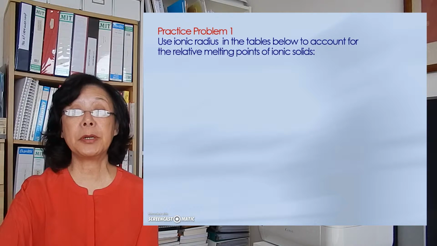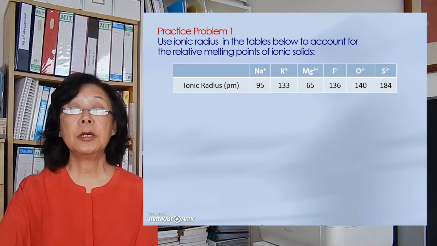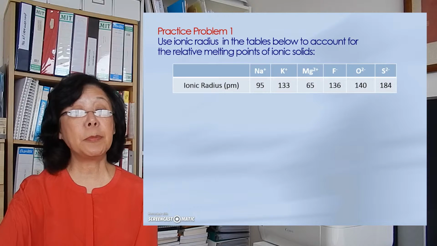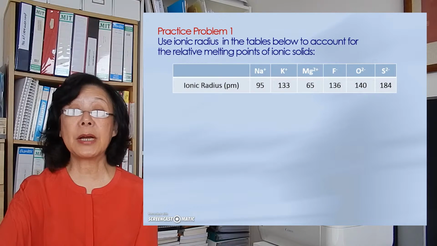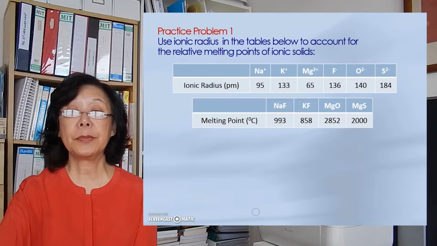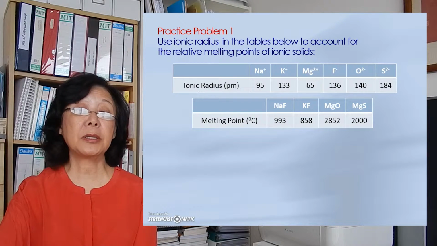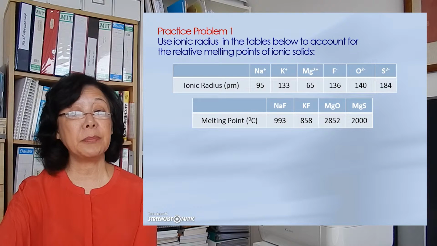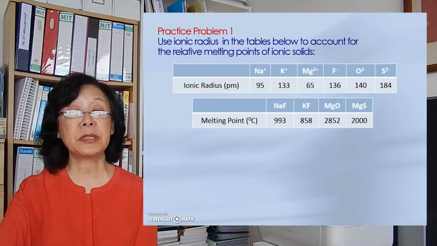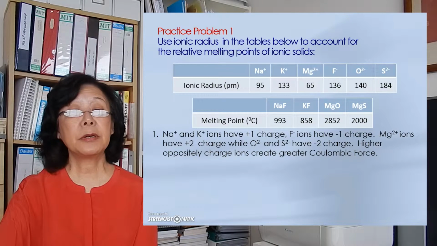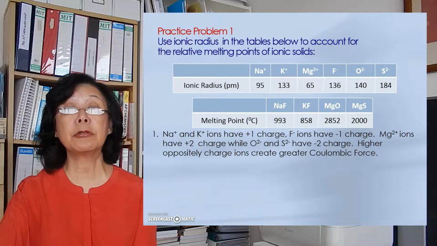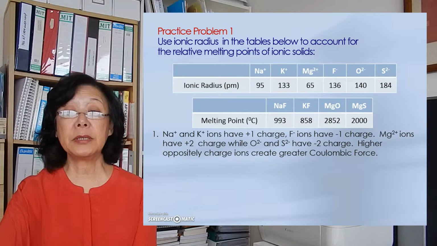Practice problem number 1. Use the ionic radius in the table below for the different ions to account for the relative melting point of ionic solids. And the ionic solids are sodium fluoride, potassium fluoride, magnesium oxide, and magnesium sulfide with their melting point given in the table. So here, really, we have to pay attention to the charge of the ions and the size of the ions.